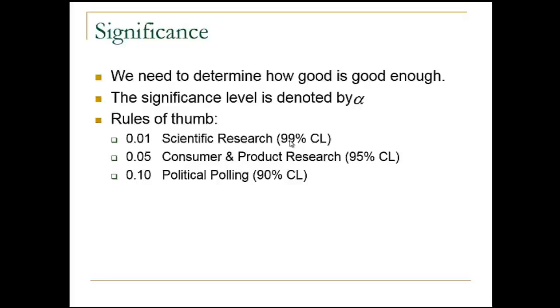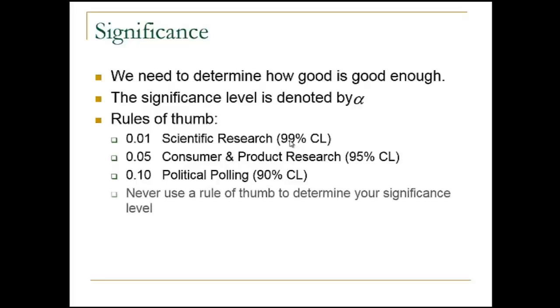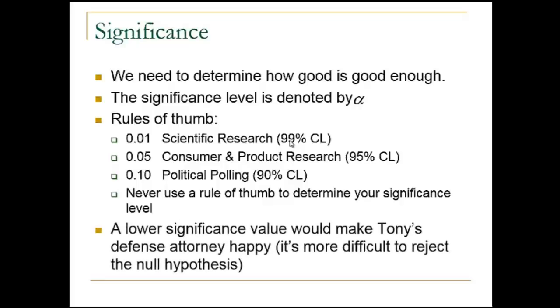However, for scientific research, if we're testing a cholesterol drug, and there are lots of other cholesterol drugs out there, we really want to make sure this drug works well before we put it on the market and anybody goes off their current medicine to take this new medicine. So you would have a very low alpha, to have a z-value that's farther out there to reject the null. This is a little cheeky, but never use a rule of thumb to determine your significance level. Think about your significance level.